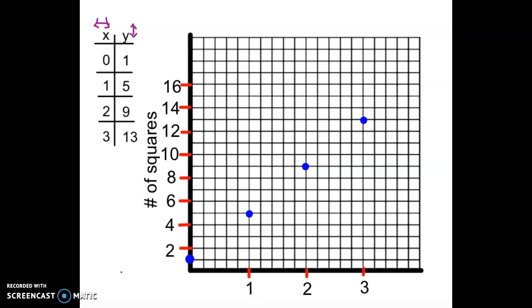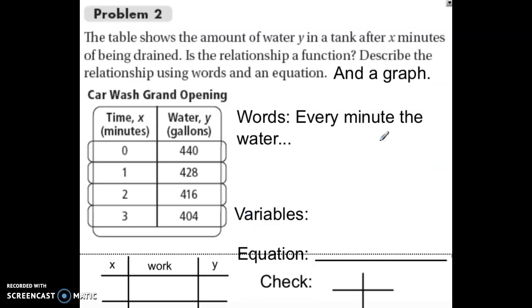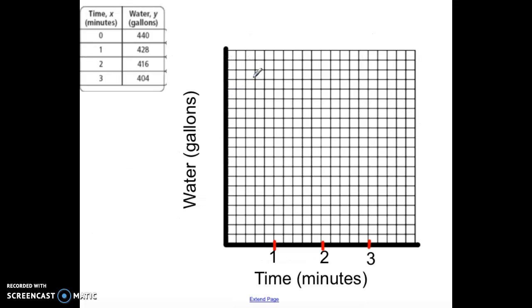Whereas the next problem, the water problem, right? How many gallons of water are leaving a pool or in a car wash after the total number of minutes. So this is going to be very fluid. You know, after 10 seconds, you're going to still have lost some water. So you want to make sure that you connect the dots on this one. So what I've done is I've copied my table next to my graph. Notice I've labeled my x-axis is time in minutes. The y-axis is number of gallons of water.